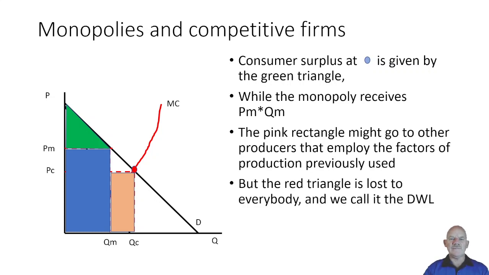But the red triangle is lost to everybody, and we call that the deadweight loss. No one gets that. So that's the point, that the loss to society, if we have monopolies, is at least as large as the red triangle. That's the deadweight loss, and probably some of the pink value that was received by the competitive firms is now lost to society as well, if those factors of production are not re-employed to produce something else.